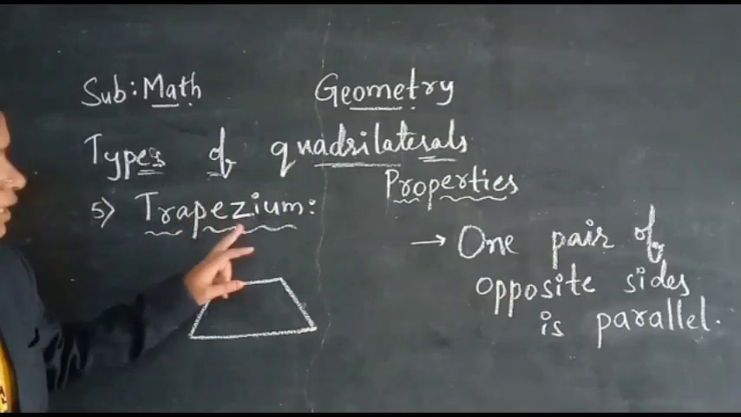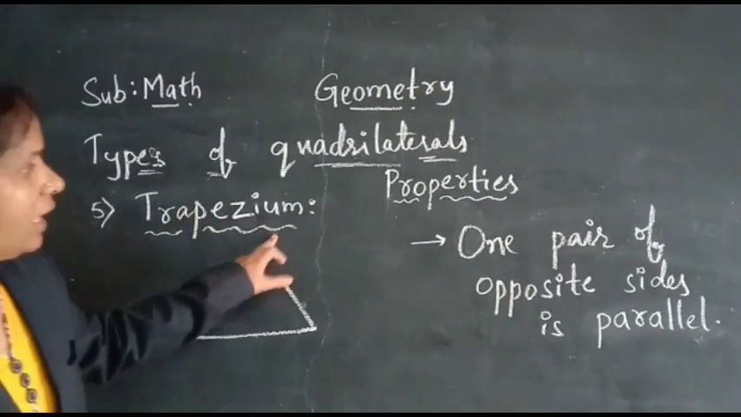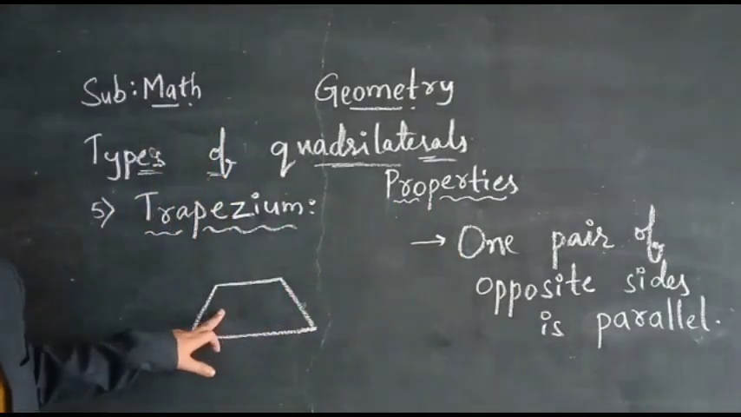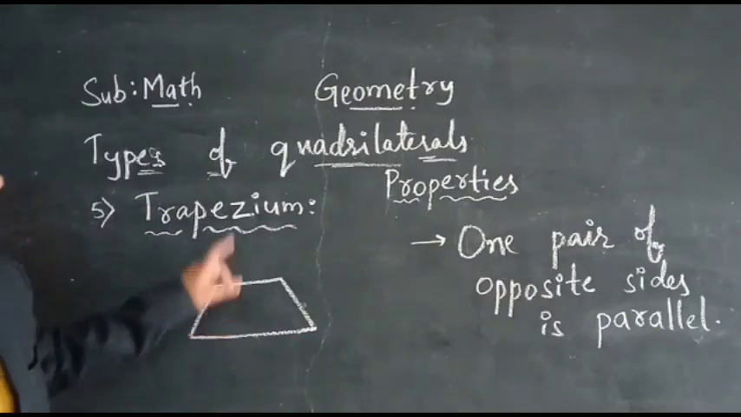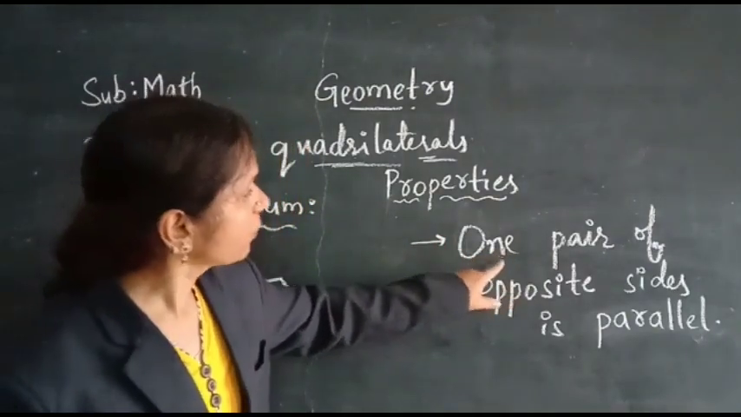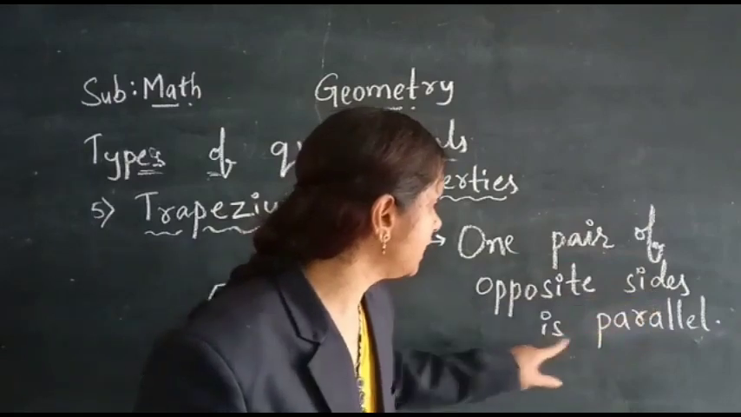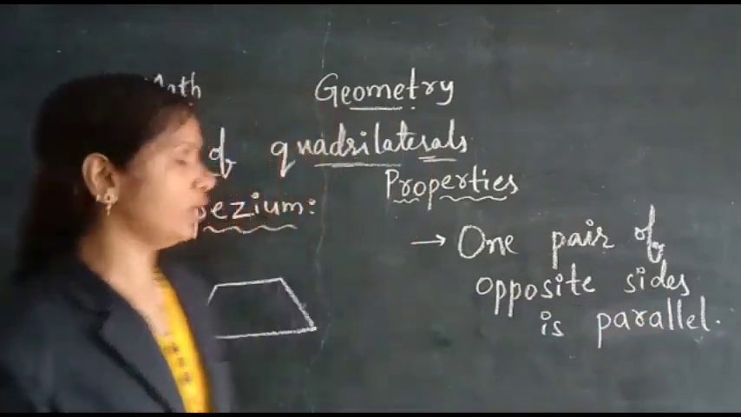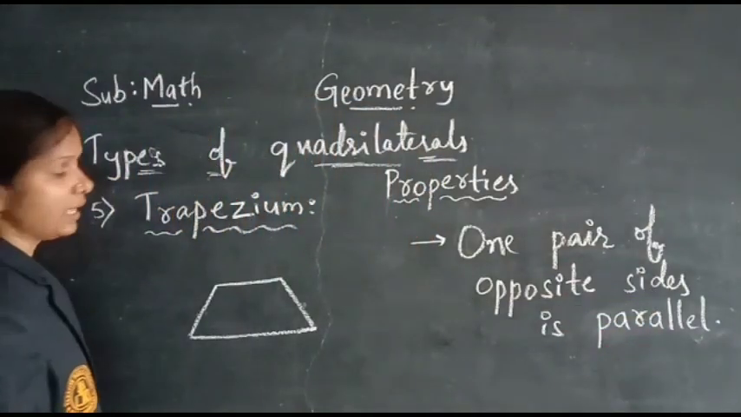The next type of quadrilateral is the trapezium, children. Here now are its properties and its shape. It looks like this, the trapezium. Now what is its property? One pair of opposite sides is parallel.